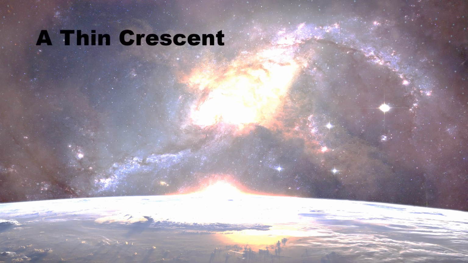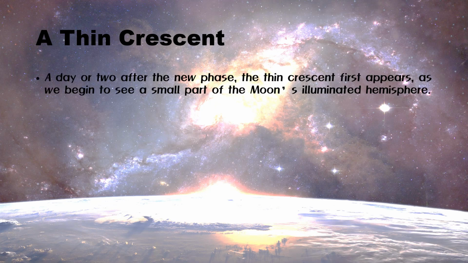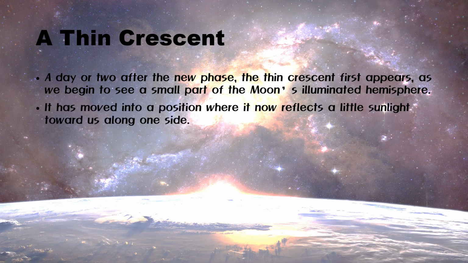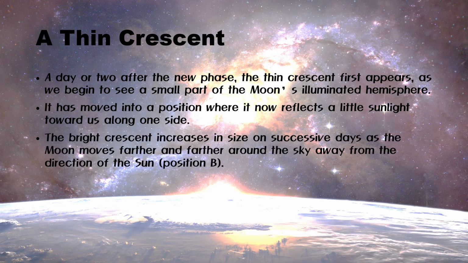So from the new moon phase, we're moving into a thin crescent. A day or two after the new phase, the thin crescent first appears as we begin to see a small part of the moon's illuminated hemisphere. The moon has now moved into a position where it reflects just a little sunlight toward us along one side. The bright crescent increases in size on successive days as the moon moves farther and farther around the sky away from the direction of the sun, which we indicate in that image as position B.